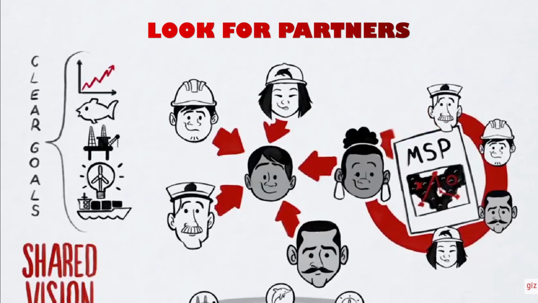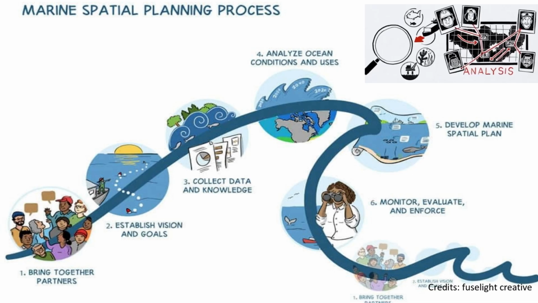This marine ecosystem management actually undergoes several processes. Firstly, searching for partners with a strong shared vision and clear goals regarding what needs to be achieved. Then the planners go on by listening to as many interested parties as possible. After gathering partners and establishing your vision and goals, the next thing to do is to collect data and knowledge, analyzing the ocean condition and uses before developing the marine spatial plan. Then, you monitor, evaluate, and enforce.